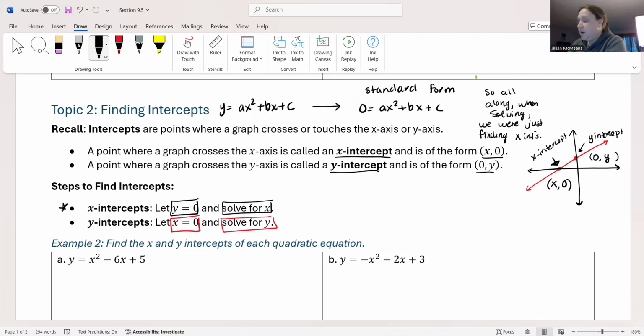So let's think about that. We have y equals ax squared plus bx plus c.